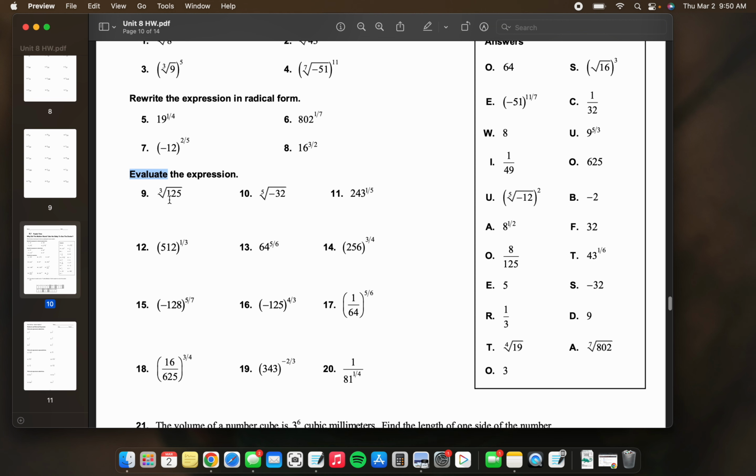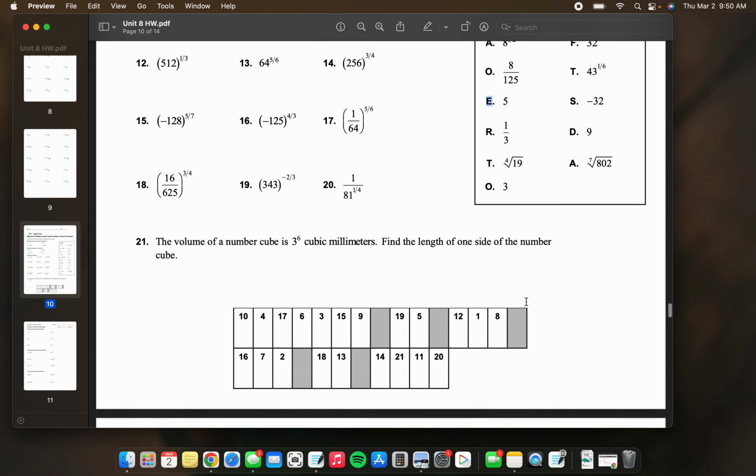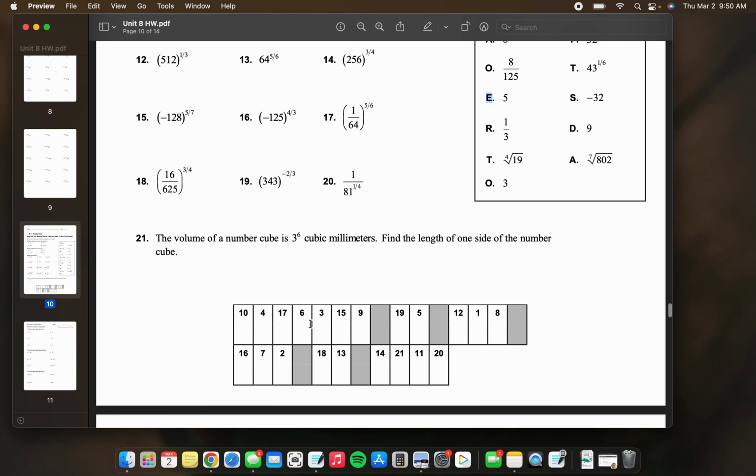Okay, so 125 to the 1/3 power, or the cube root of 125, yeah, we're going to evaluate that, okay? And that one we actually did. We know what that is. That was number 2 on the notes. So we know that number 9 is going to be 5. Oops, it's going to be E, right? So that means down here in the puzzle, where it says 9, that's where we're going to have E. E will go right here.